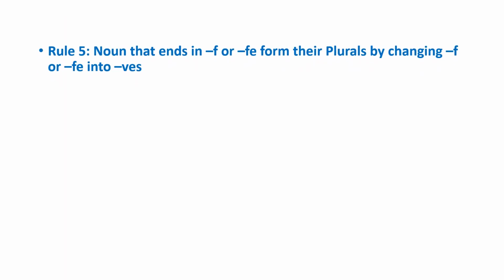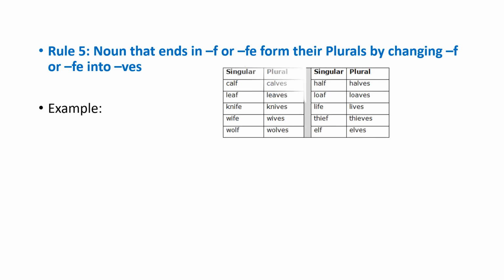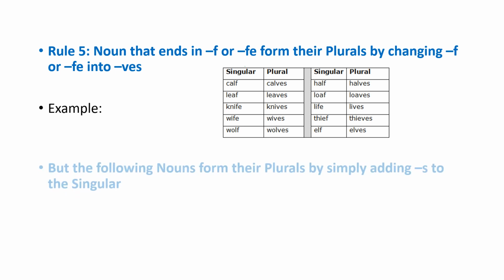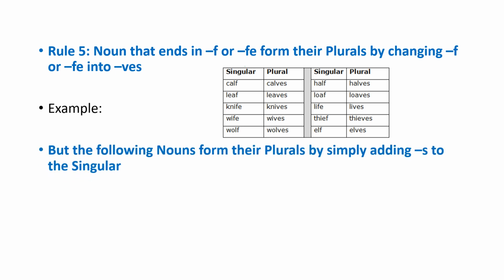Rule number 5: nouns that end in f or fe form their plurals by changing f or fe into ves. Let us look into an example. Here, calf, ending in f, we are changing into ves. Leaf, leaves. Knife, ending in fe, we have just changed it into ves. Knife, knives. Here, the most important thing is that you have to remember the spellings and you have to memorize the rules to get correct answers.